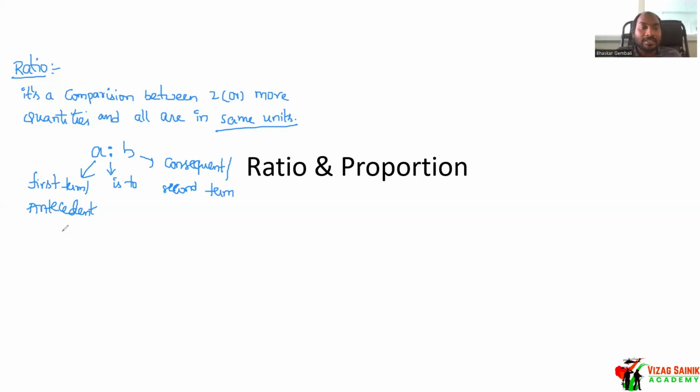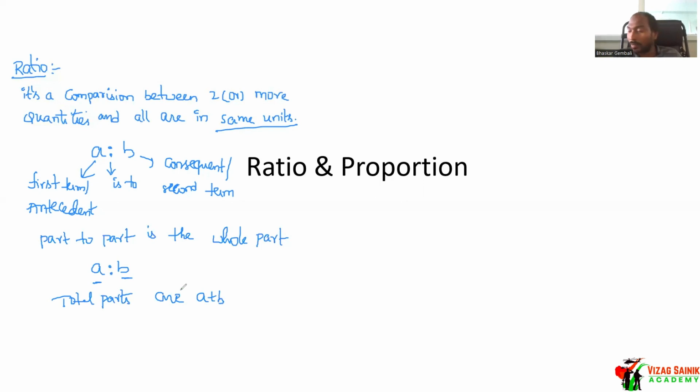And ratio is part to part. Part to part is the whole part. Since it is A is to B, this is A parts and this is B parts, so total parts are A plus B.